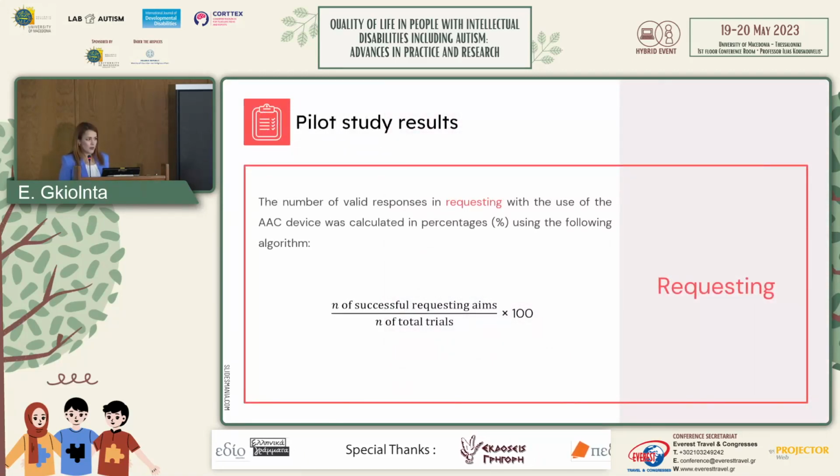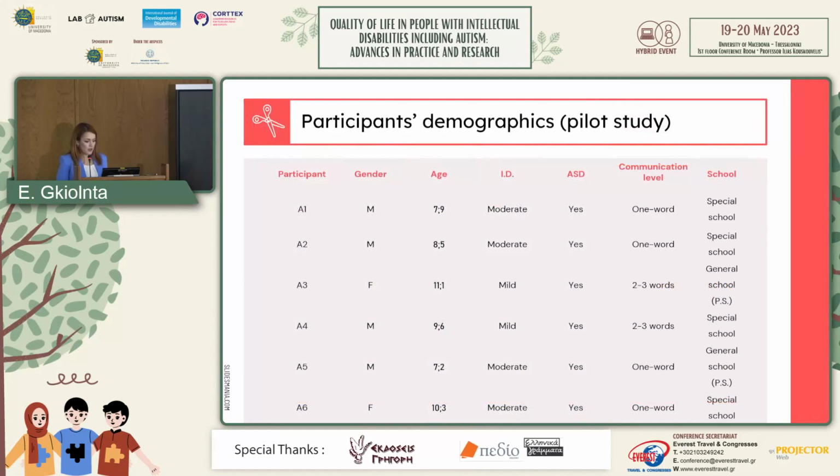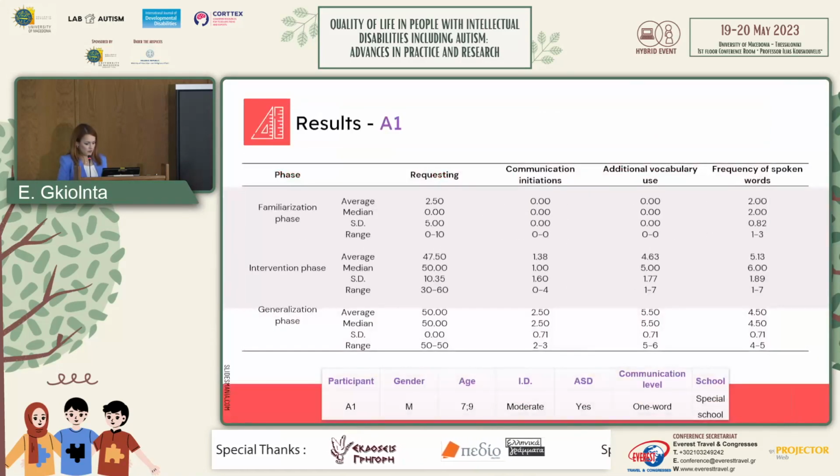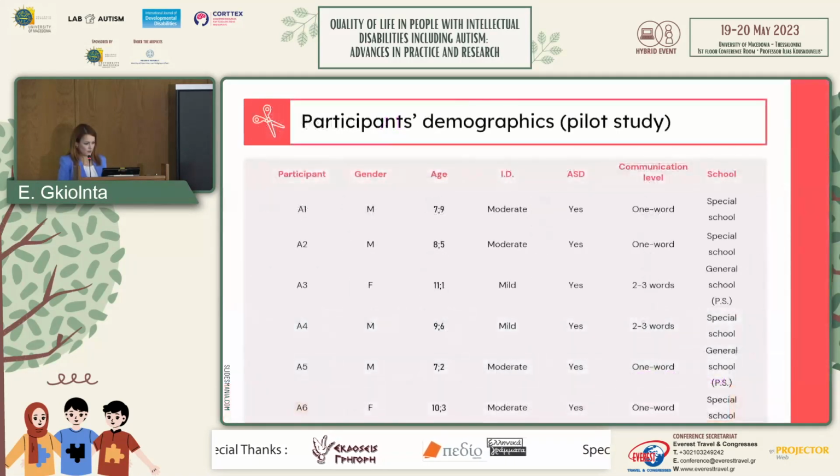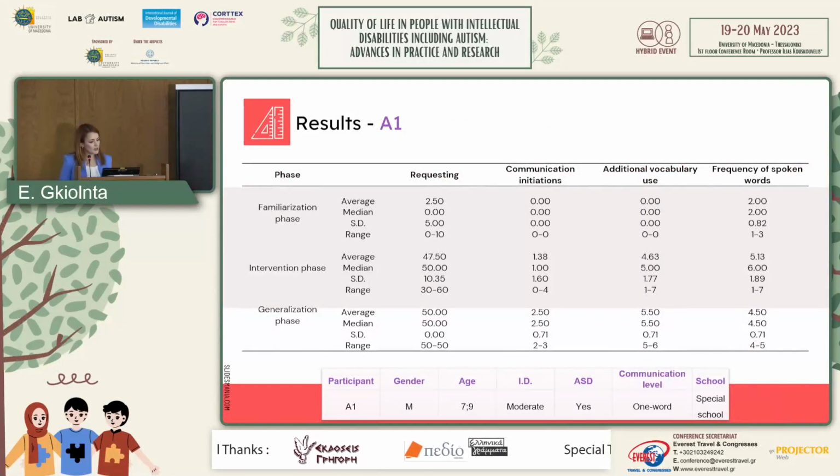So for requesting, which was the first measure, the number of valid responses in requesting was calculated using the following algorithm. And the results appear here. Those are the results for student A1: familiarization phase, intervention phase, and generalization phase.